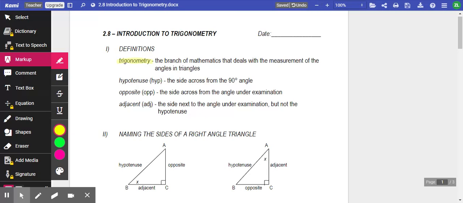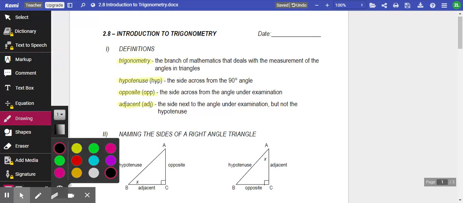For the first little bit, we're going to be only dealing with right-angled triangles, and we're going to be dealing with the three different sides: the hypotenuse, or HYP, the opposite, OPP, and the adjacent, ADJ. So the hypotenuse is the side across from the 90-degree angle. The opposite is the side across from the angle under examination. And the adjacent side is the side next to the angle of examination.